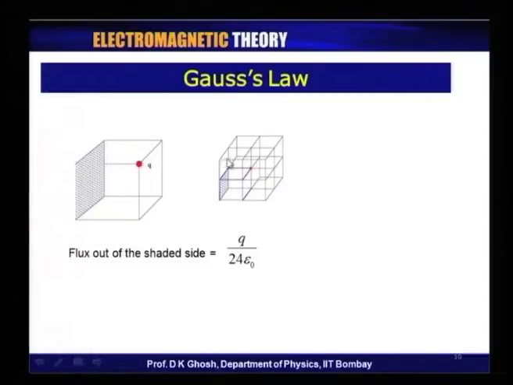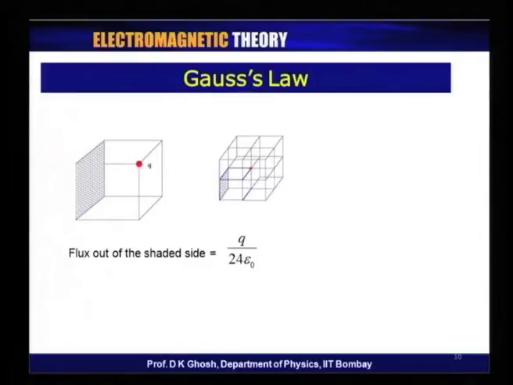So, over this cube I put in another cube and put 2 on the side and things like that. So, therefore, this cube, the charge which is shown in red, is now at the center of an artificial cube, but this cube has twice the side of the original cube.